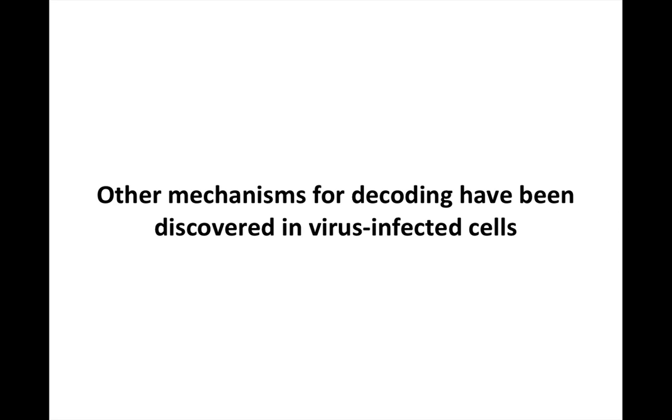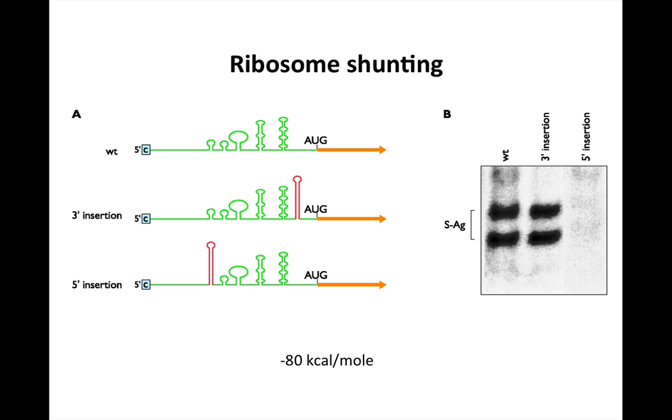So that is 5' end-dependent initiation. But as I've told you, viruses do things differently. And that leads to the next discussion of other mechanisms for decoding that have been discovered in virus-infected cells. One of them is called ribosome shunting. Again, these are mechanisms that were discovered by studying virus-infected cells, but which probably exist in uninfected cells. In this case, it hasn't been discovered yet, I'm quite sure.